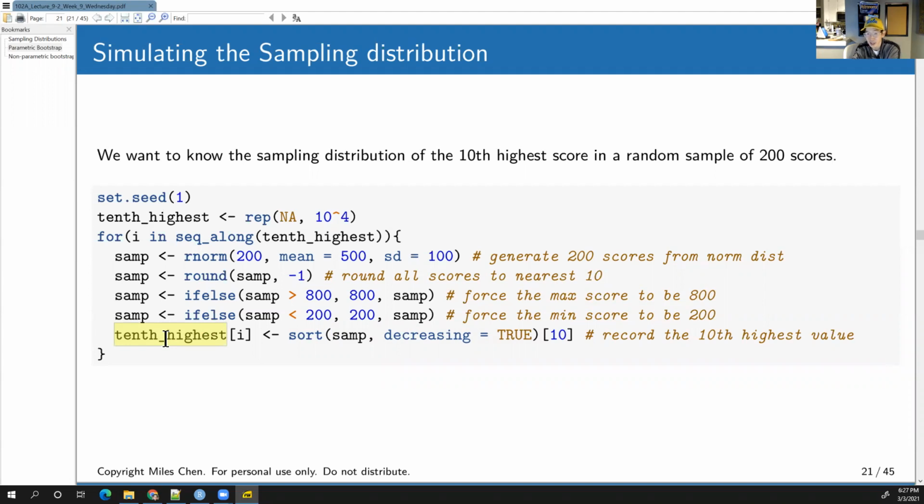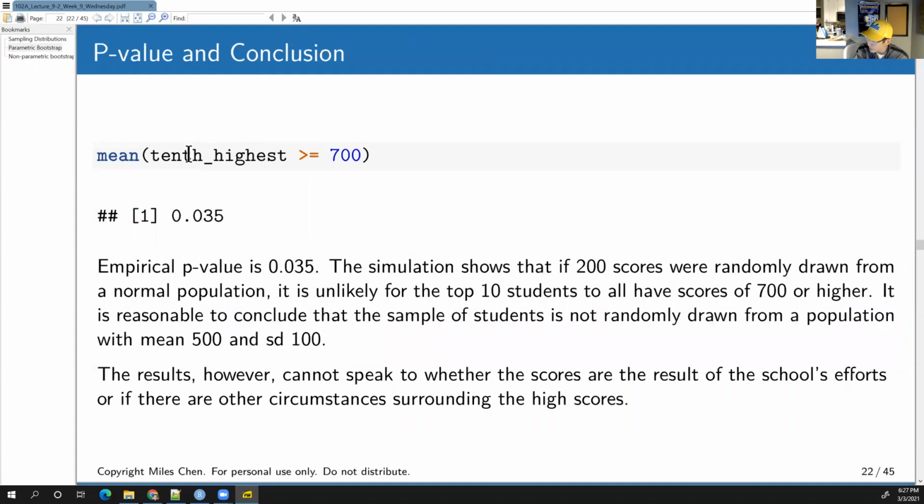And we want to know how often that 10th highest score is 700 or more. So I ask, how often is my 10th highest greater than or equal to 700? And it happens about 3.5% of the time. So my empirical p-value is about 3.5%. That says that if 200 scores were drawn from the normal population, it's not that likely. There's not a huge probability that the top 10 students will all have scores of 700 or higher. So it is reasonable to conclude that the sample of students is not randomly drawn from a population where the mean is 500 and standard deviation is 100.